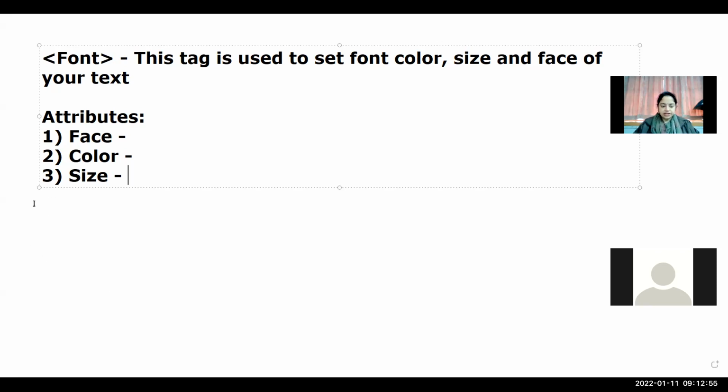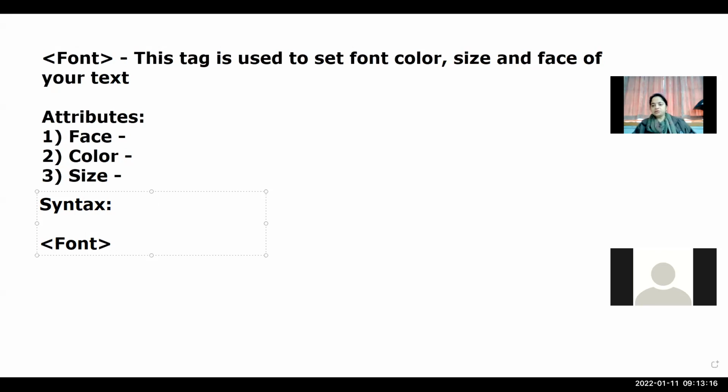So what will be the syntax? Syntax is, make your notes better. Font, then specify the attribute name, any attribute name. You can use all the 3 attributes with the font tag, or you can use any 1 attribute or any 2 attributes, whatever number of attributes you need. It's not compulsory ki every time we are supposed to use all the 3. If I want to change only the color, I can use only color. And there is no particular order of using these attributes. You can use them in any order.